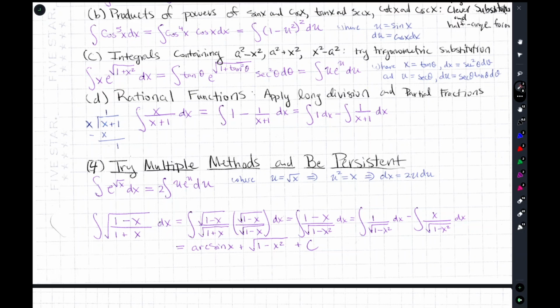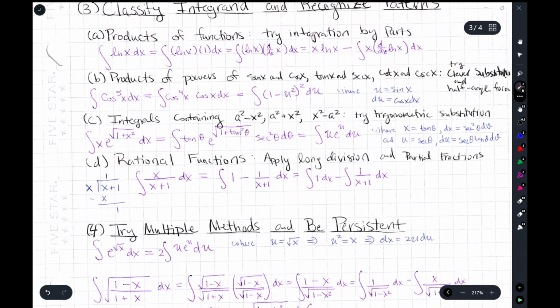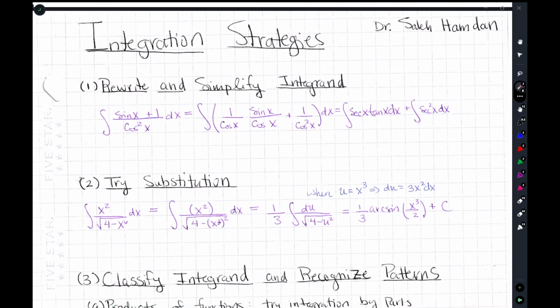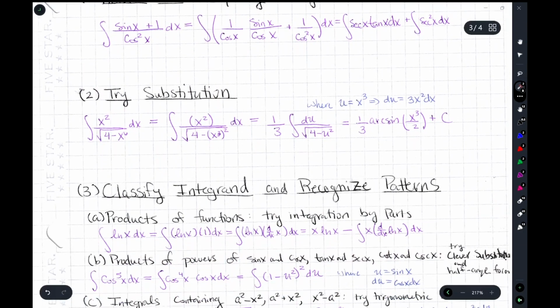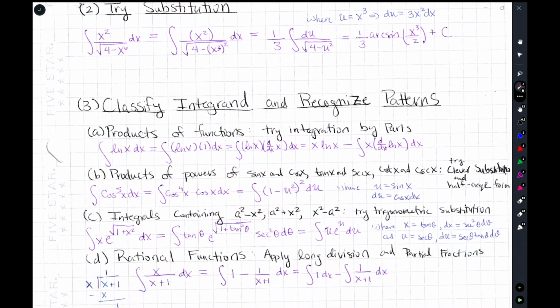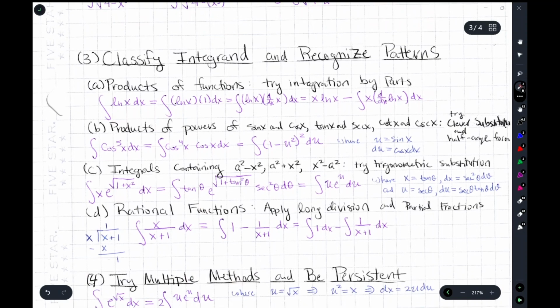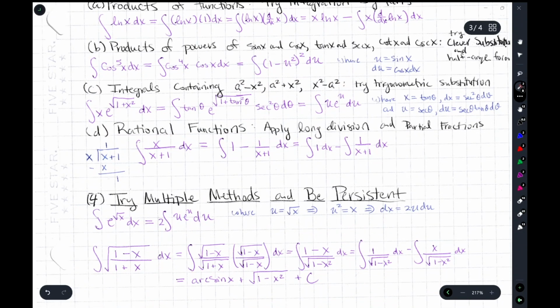And in general, don't give up, right? Try. We looked at all these different techniques, so going right from the top, we'll try to rewrite and simplify. We'll try some substitutions. We won't be successful maybe. And then we'll take a look at some general patterns: products between functions, products between powers of sines and cosines, terms that look like this, or rational functions. And ultimately, maybe we could try different methods, and we just are persistent until something works out.